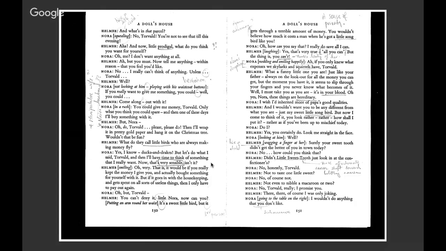Helmer smiles and says, "Oh, very. That is, it would be if you really kept the money I give you and actually bought something for yourself with it. But if it goes in with the housekeeping and gets spent on all sorts of useless things, then I only have to pay out again. Well, you can't deny it, little Nora, now can you? It's a sweet little bird, but it gets through a terrible amount of money. It costs a man a lot when he's got a little songbird like you."